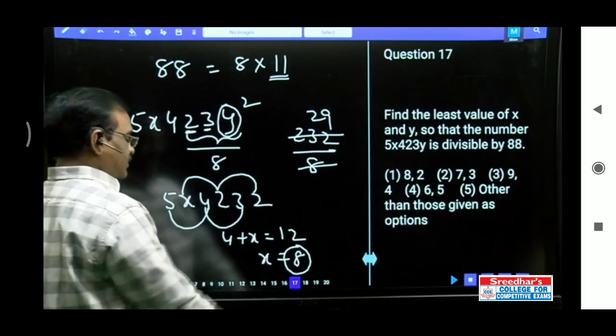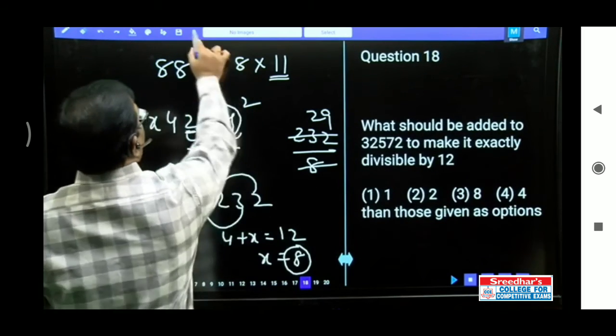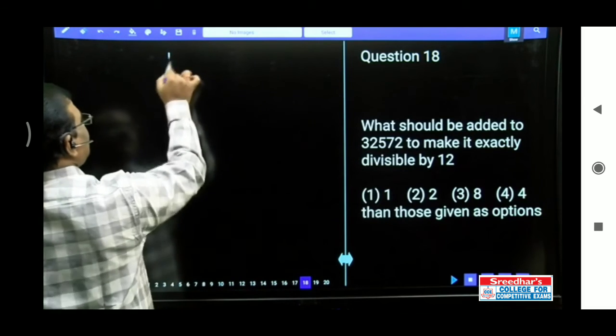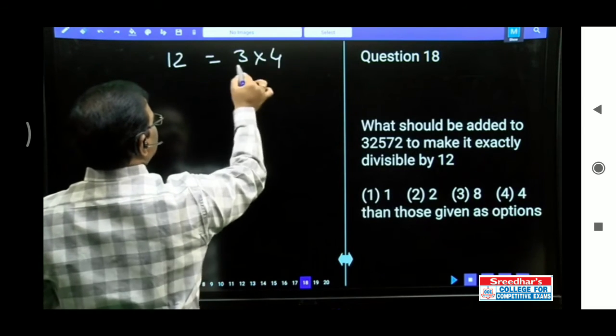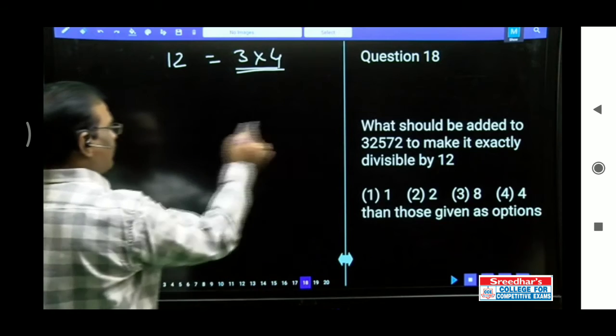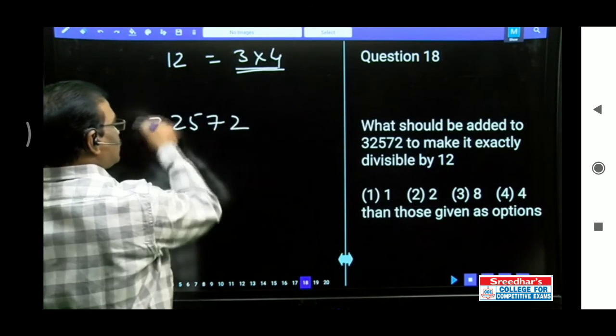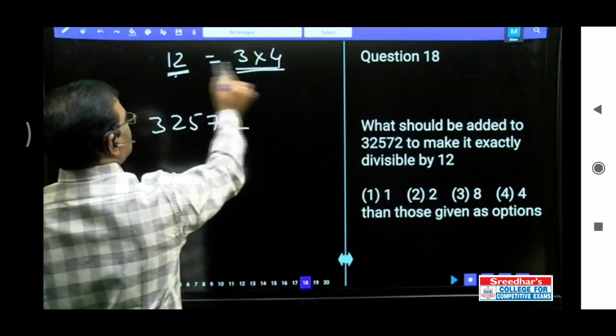Okay. Next one. 18. What should be added to 32,572 to make it exactly divisible by 12? So divisibility for 12 అడుగుతున్నాడు. 12 అంటే 3 into 4 అండి. If a number is divisible by both 3 and 4, then it is exactly divisible by 12. ఈ నెంబర్కి యాడ్ చేయమన్నాడు. 32572. What should be added to this number to make it exactly divisible by 12? 12 చేత divisible అవ్వాలంటే both 3 and 4.